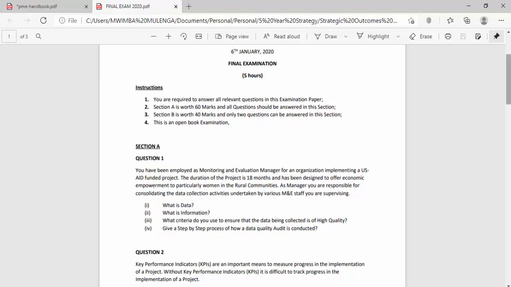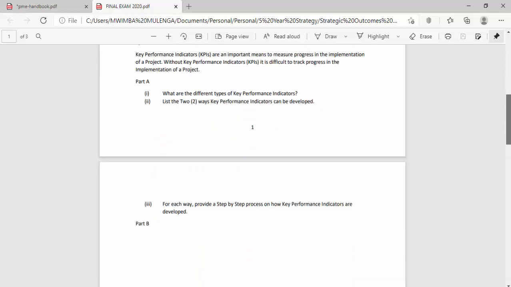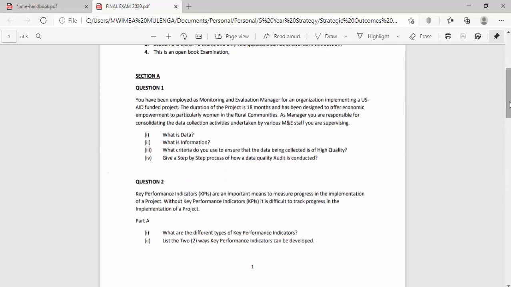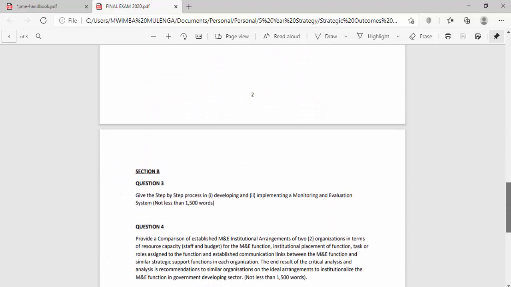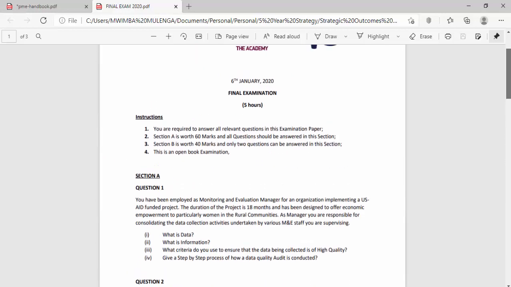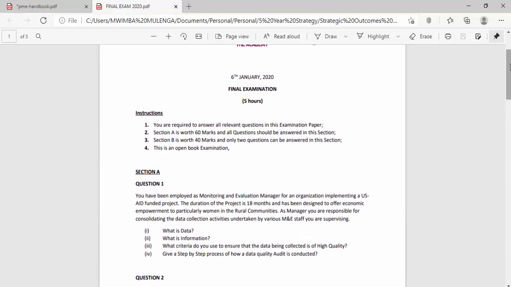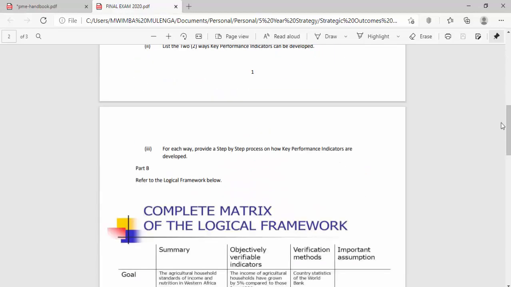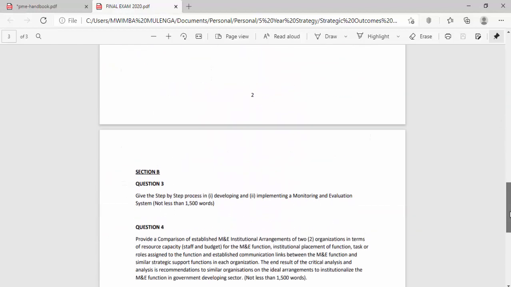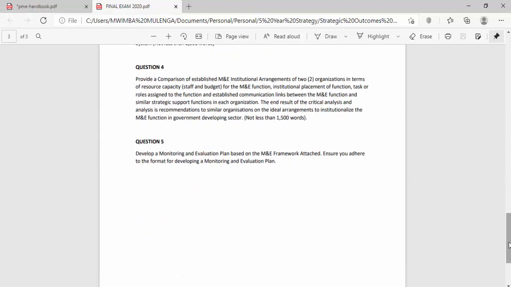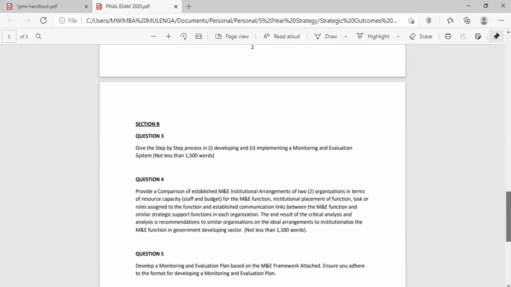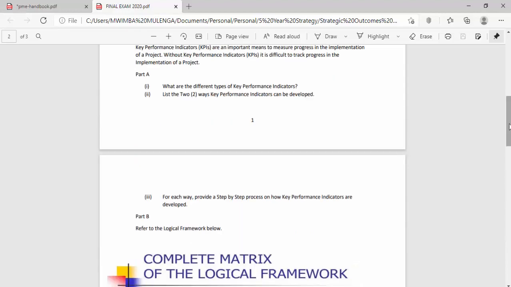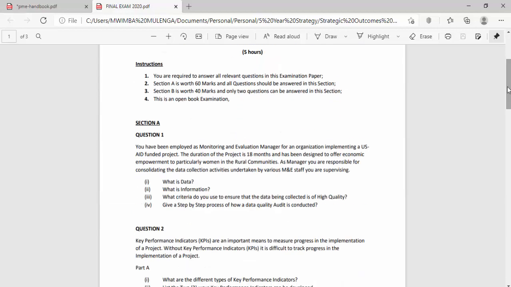Now let's look at the questions step by step. Section A is worth 60 marks. Section B is worth 40 marks. In section A, how many questions are there? Question 1, question 2. So there are 2 questions. These are all mandatory, so since there are 2 questions, you have 30 marks for each. Then you've got section B, which has 3 questions, and you can answer any 2 of these questions. I want you to understand how these questions should actually be answered. So let's go to section A.